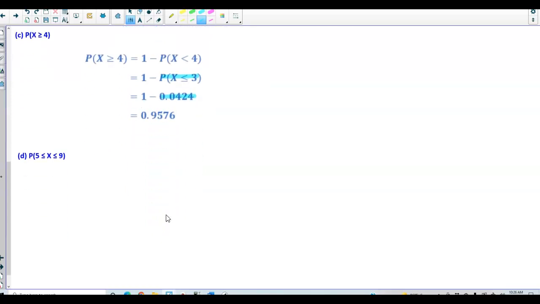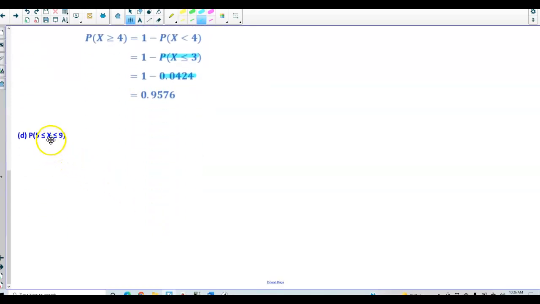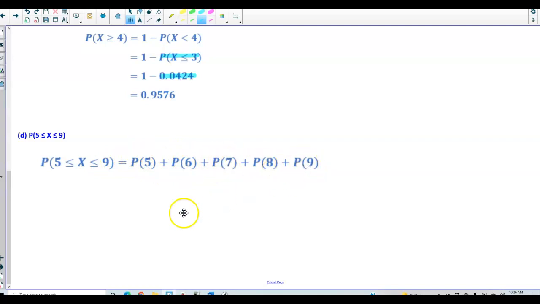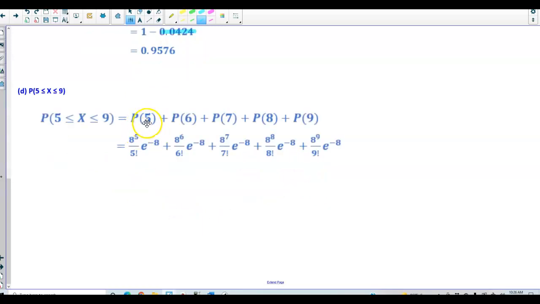Now the last one, we want to find the probability that x is in between 5 and 9 inclusive. So the probability that x is in between 5 and 9 inclusive is equal to the probability of 5 plus the probability of 6 plus the probability of 7 plus the probability of 8 plus the probability of 9. So what that means is, in our formula, the value of x is going to be 5, 6, 7, 8, and 9. And remember that the mean stays 8.